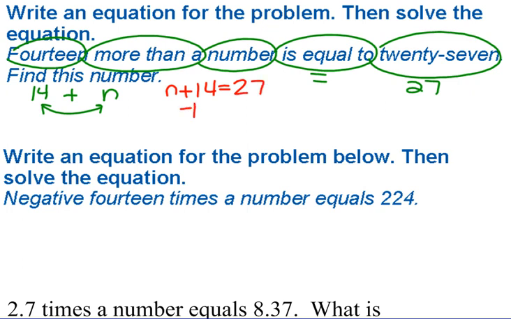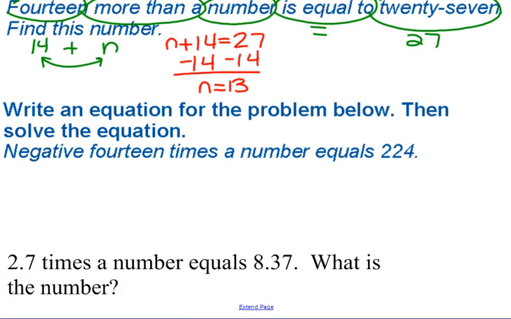To solve for n, go back to what we learned in the beginning. You subtract 14, and n is going to equal 13. Remember, these are one-step equations, and you'll have a lot of word problems on your homework. Make sure when you're doing the word problems that you don't make them more complicated than they have to be. It is actually just a one-step equation.